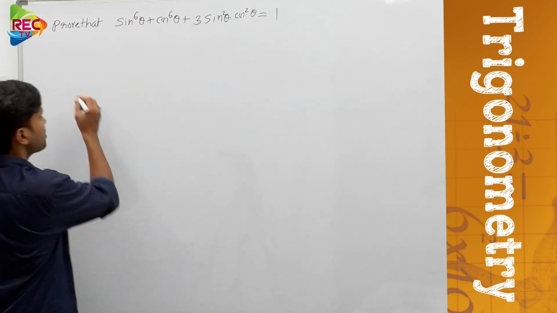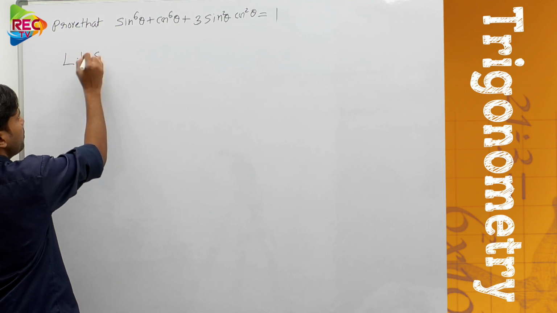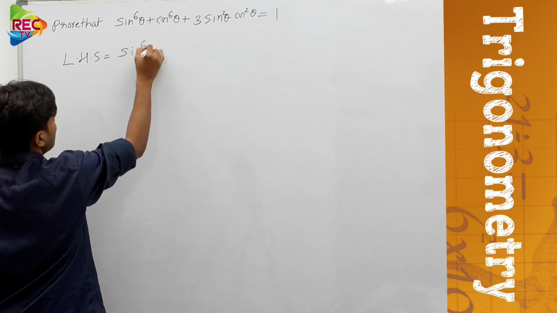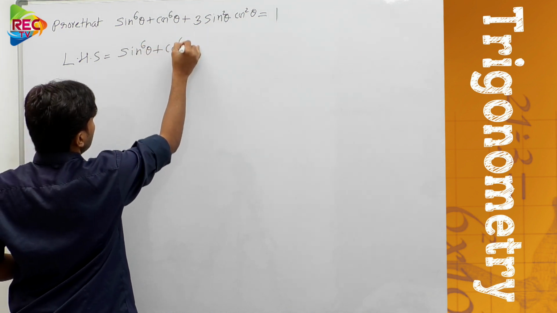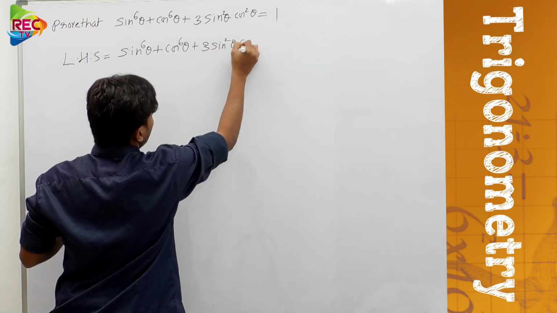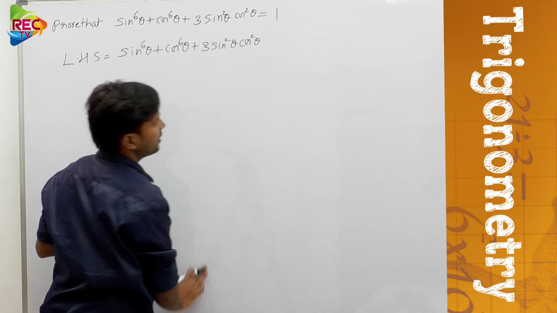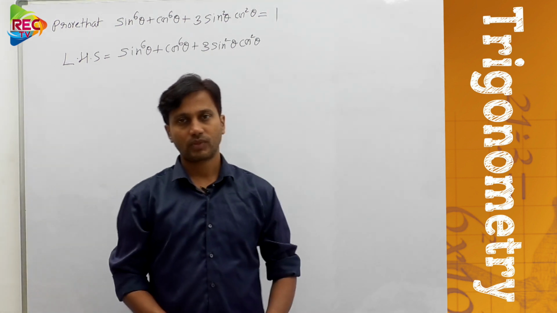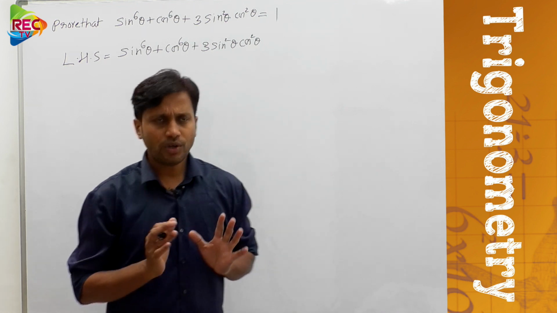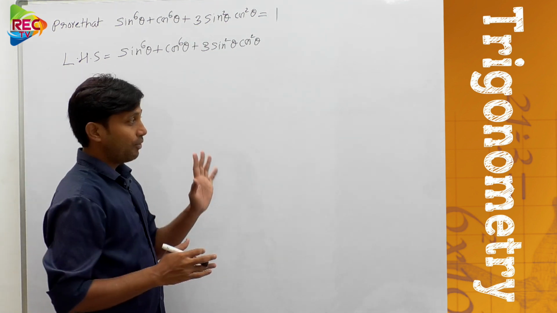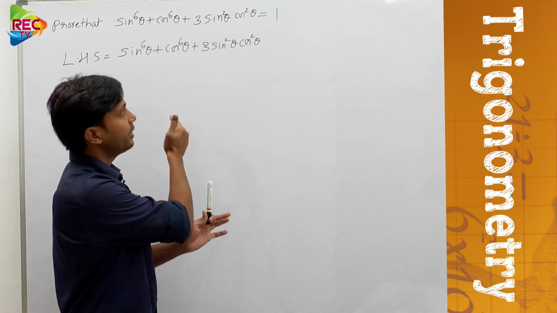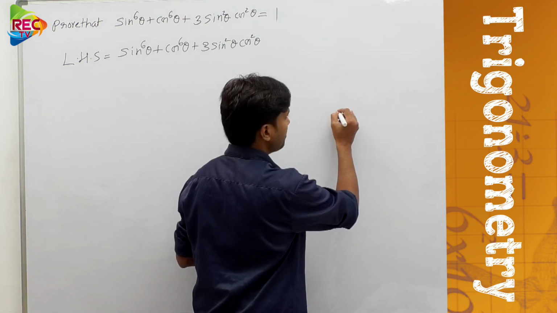Let us take the LHS part first. What is the LHS in this? Sin^6 theta plus cos^6 theta plus 3 sin^2 theta cos^2 theta. This is the LHS. Now, before doing this problem, I want to remind you of the algebraic identity which is needed to solve this. What is that algebraic identity?